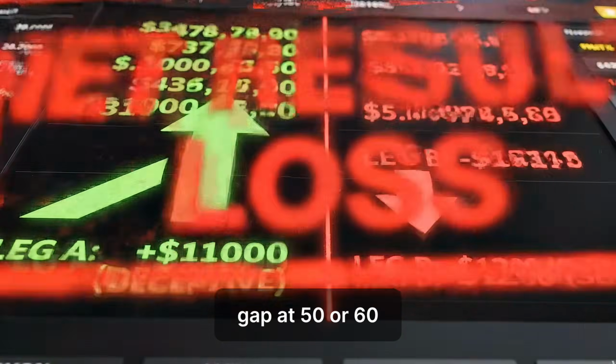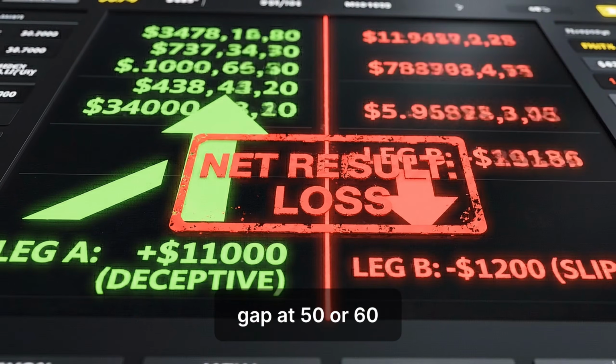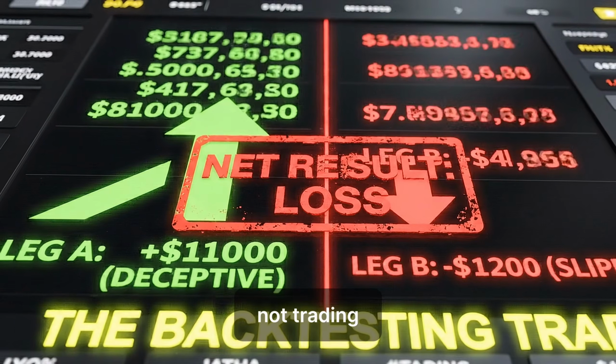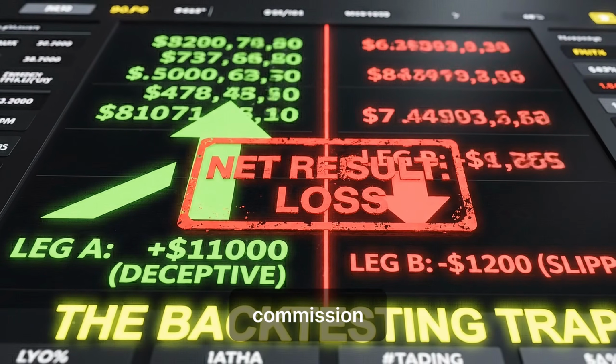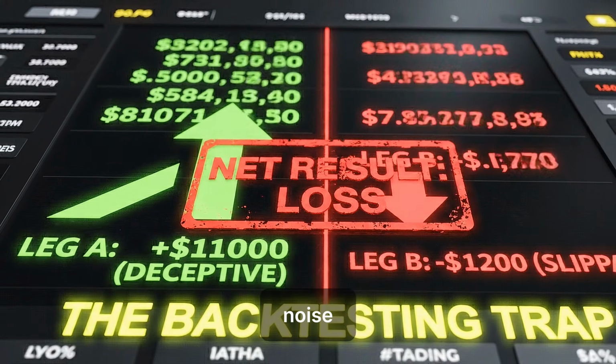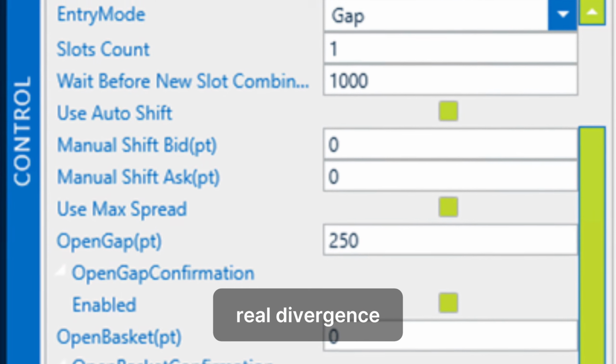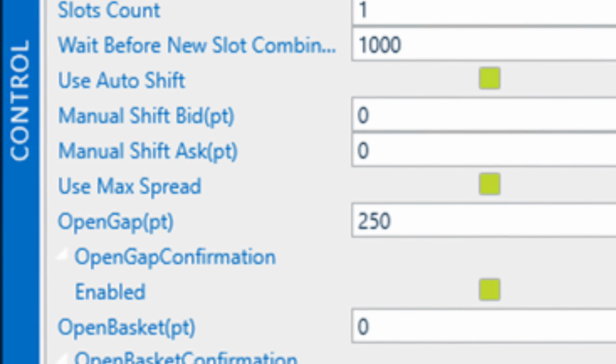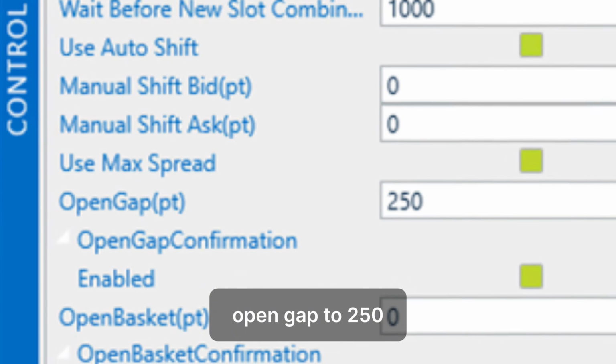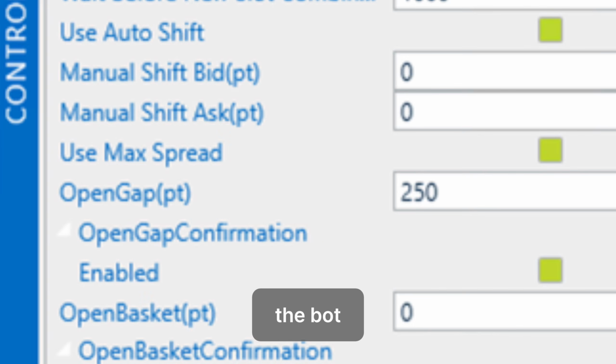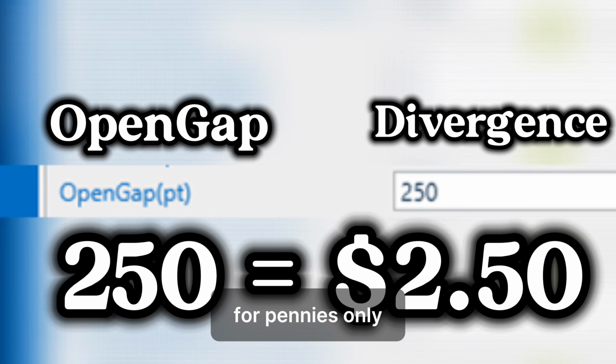If you leave open gap at 50 or 60 on gold, you are not trading, you are feeding the broker's commission. You are trading noise. For gold, we need real divergence. Change open gap to 250. This tells the bot, do not wake up for pennies. Only wake up when you see a $2.50 difference. This ensures there is enough meat on the bone to pay both spreads and profit.